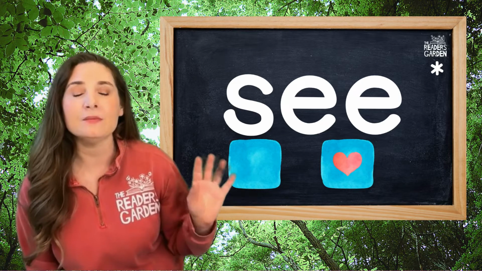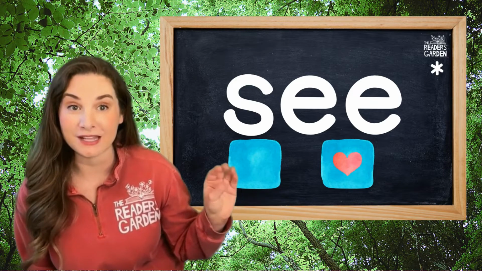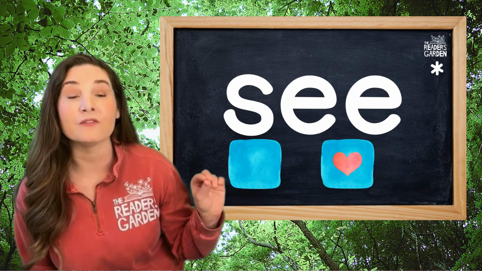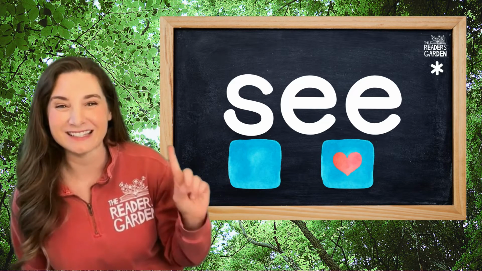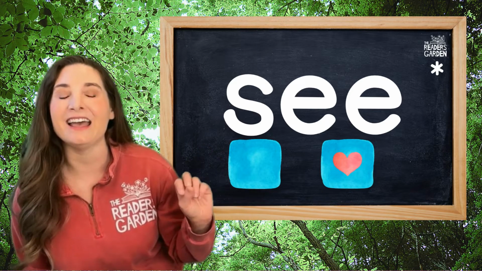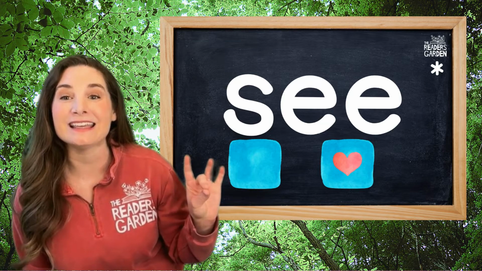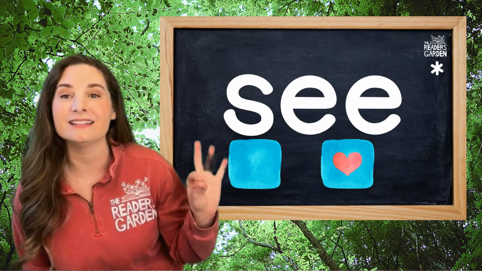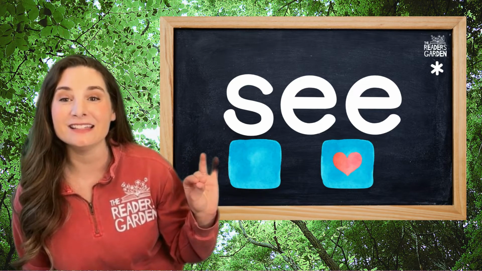All right, let's segment this word into its individual sounds using our finger tapping. What's the first sound? S. And what's the next sound? E. That's 2 sounds. See. Let's do it again. S, E, see.